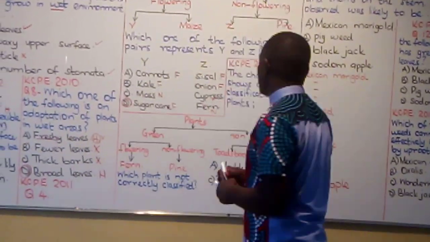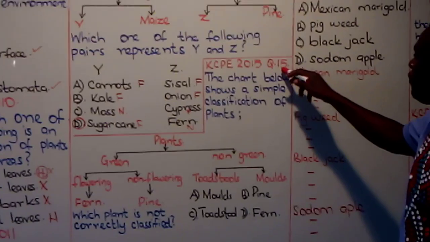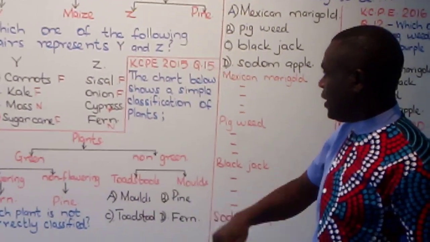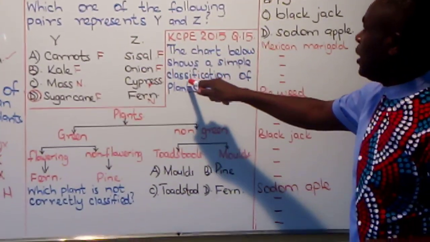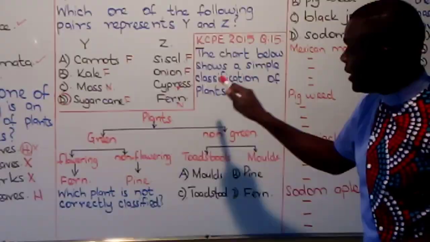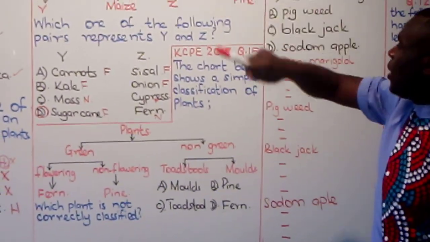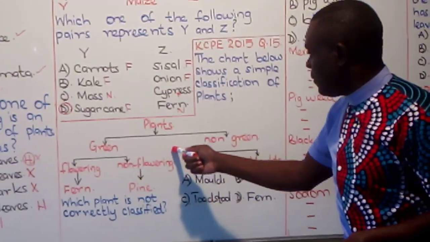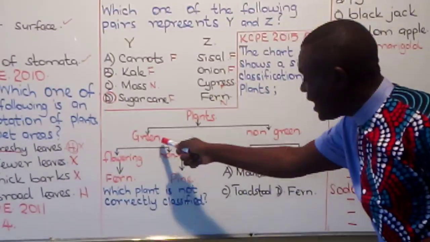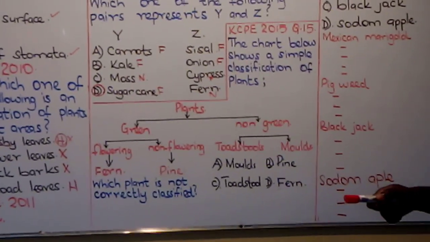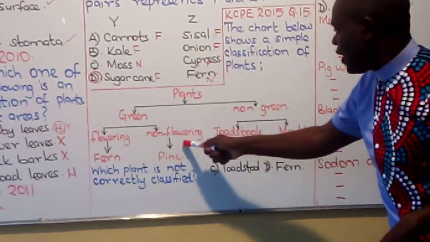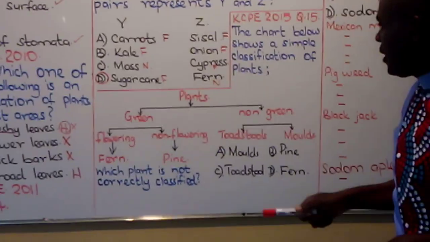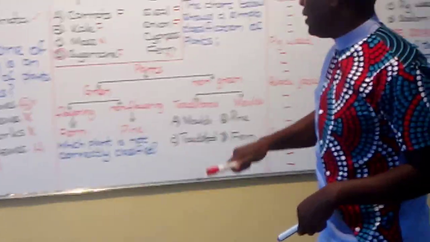Let's come to question number 15, 2015. The choices are there. The chart below shows a simple classification of plants. Again, the question is framed the same way as number 30 of 2014. But the plants in question now are green and non-green. Then we come to flowering, non-flowering, toadstools, and molds. Then here we've got fern and pine.